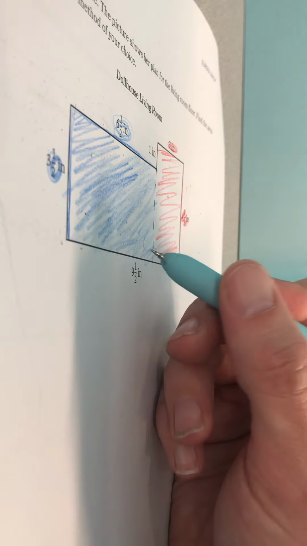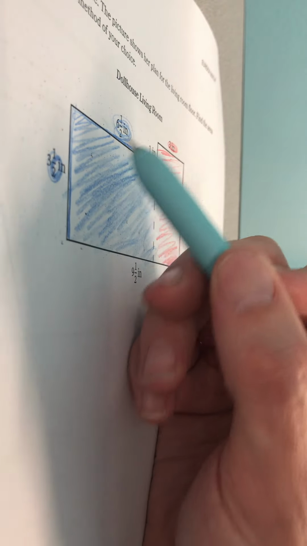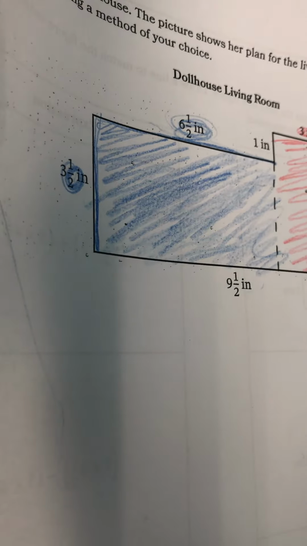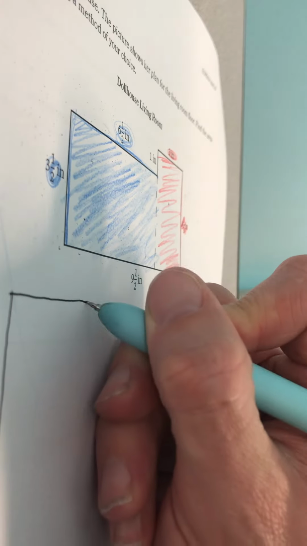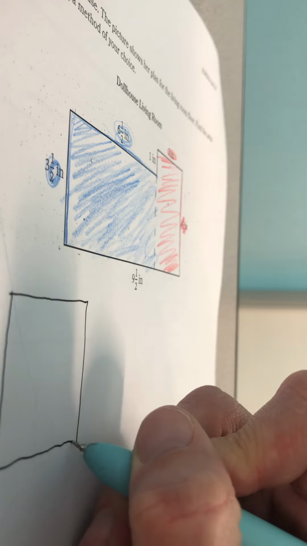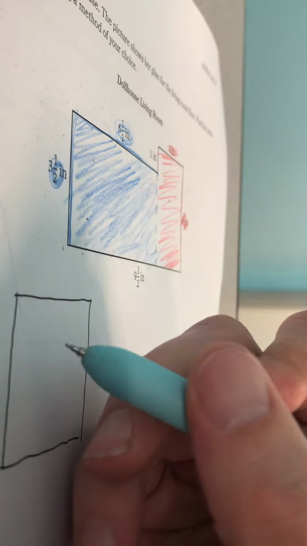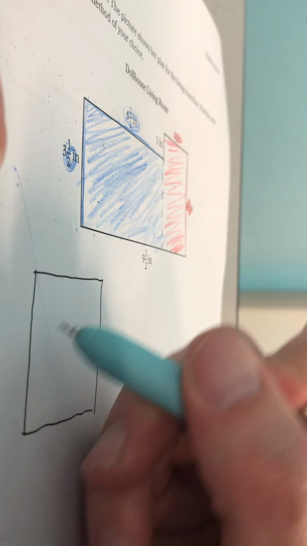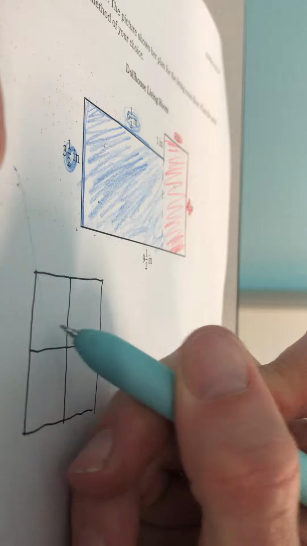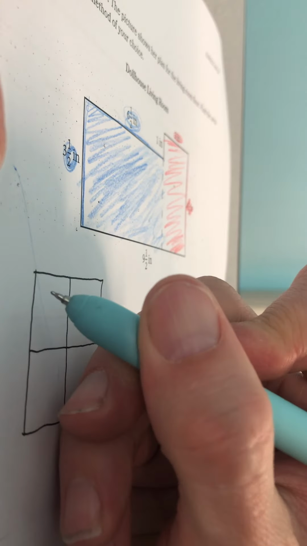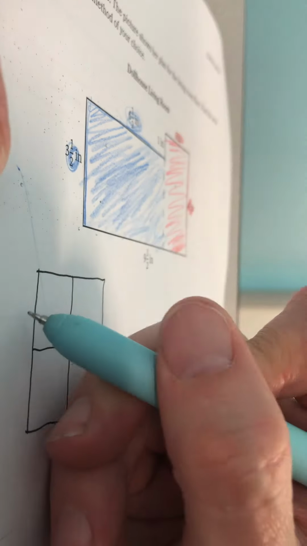So first, we're going to pick one of our shapes. I'm going to find the blue shape first. Now for the blue shape, we have 3.5 inches on one side and 6.5 on the other. I'm going to draw an area model. And because both of these numbers are mixed numbers, so they have a fraction and a whole number, I'm going to split this model into 4 parts so that I'm going to put the 3 1/2 on the side.